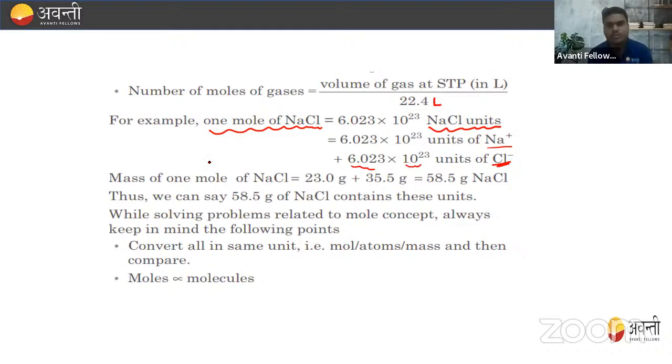Similarly, what is the mass of 1 mole of NaCl? That is 23 gram, the mass of Na, and 35.5 gram, the mass of Cl. Clear? The total mass of 1 mole of NaCl is 58.5 gram. Thus, we can say that 58.5 gram of NaCl contains this many units.